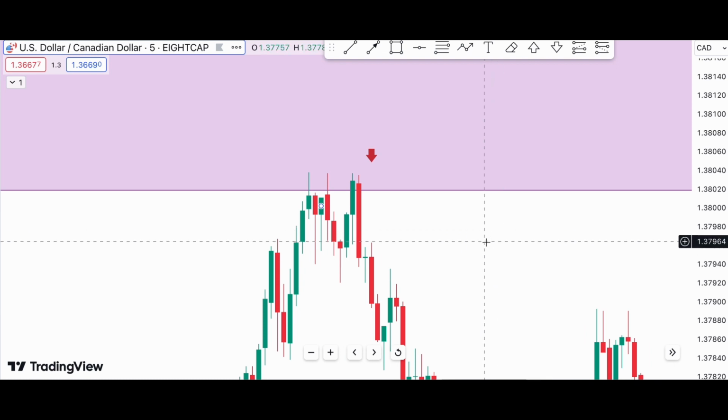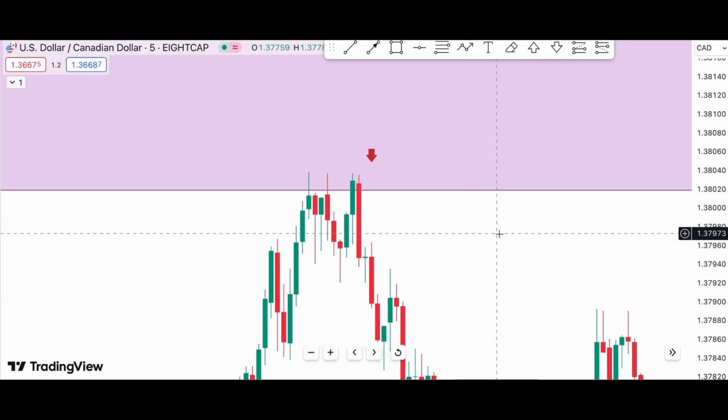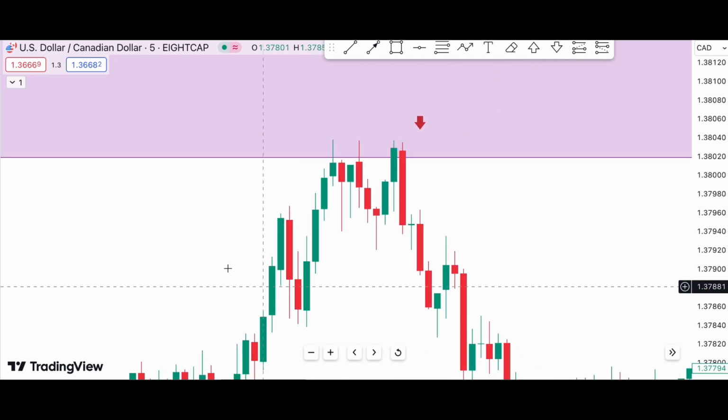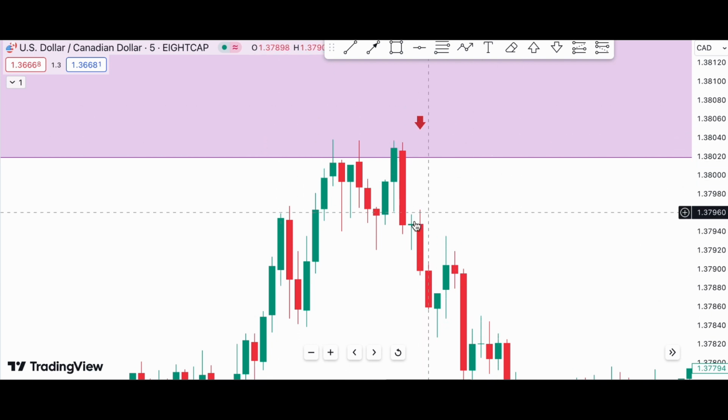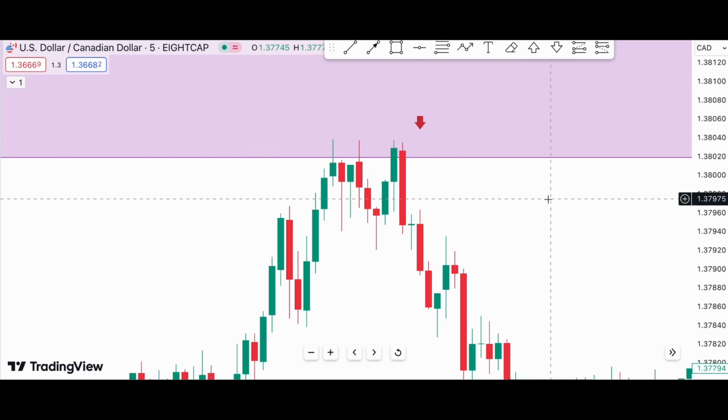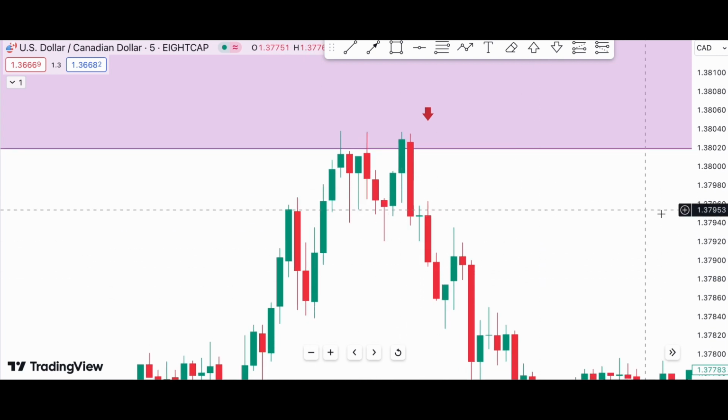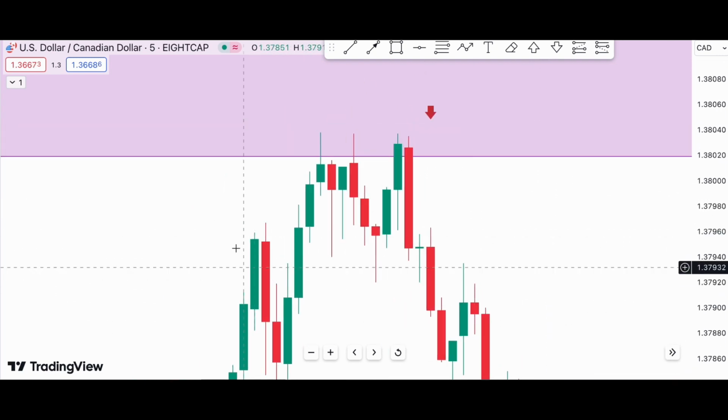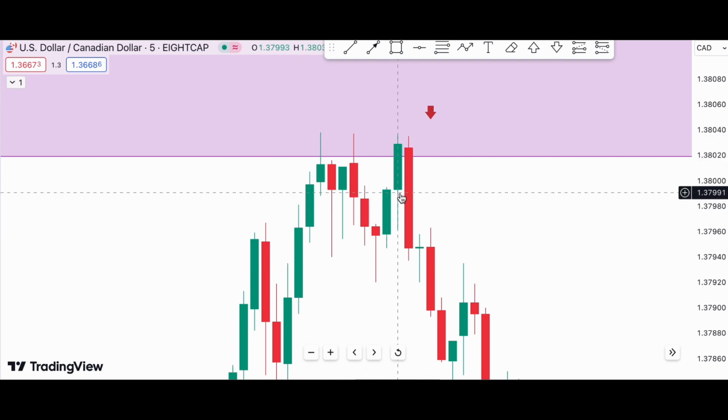For confirmation, we have a few types of methods. For me, I have at least three types of confirmation. One of the common confirmations that I always use is price action. With price action, we straight away look at the candles. Do they have a reversal pattern?